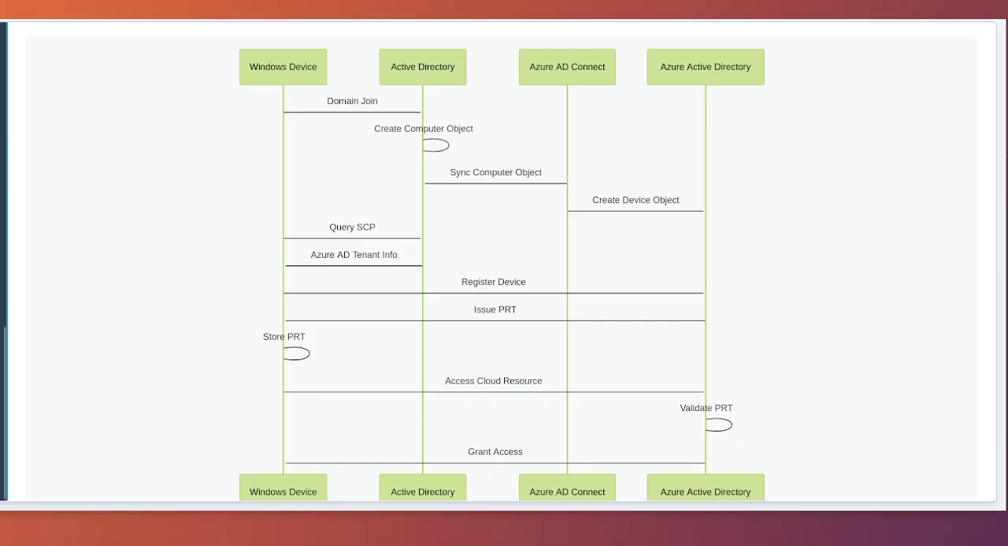Conditional access policies can then leverage device state to enforce access controls based on whether devices are hybrid joined, compliant with management policies, or properly secured.